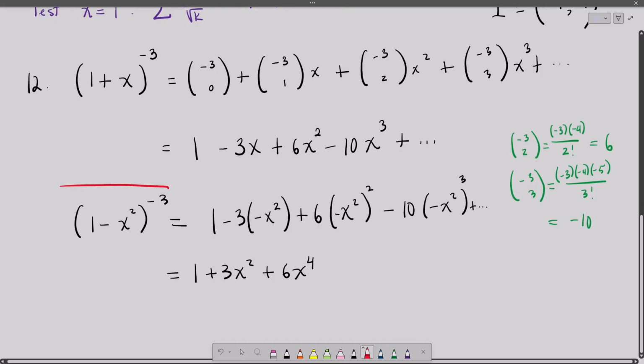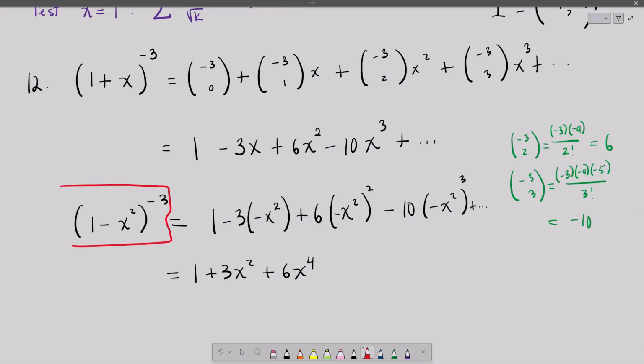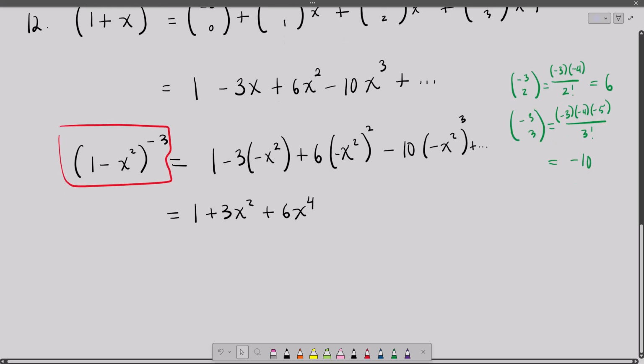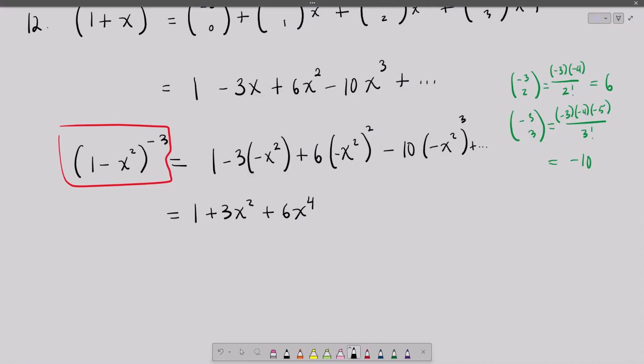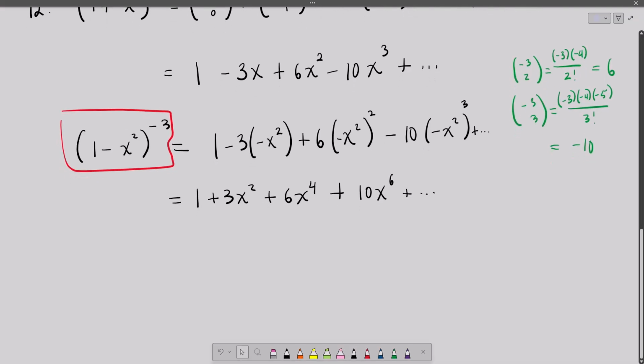So this is the second part of the problem. The second part of the problem is going to say, now that you have your generic binomial expansion for a -3 power, use it to find something else. So we're going to replace the x with x cubed, then we're going to have a modified thing here. That is going to be positive 10x to the 6 plus etc. So there's our binomial expansion for this modification.